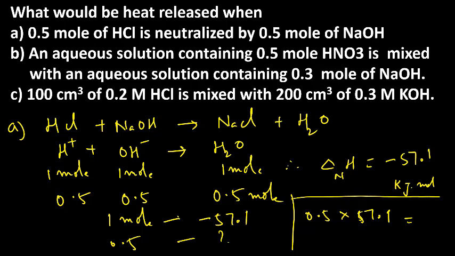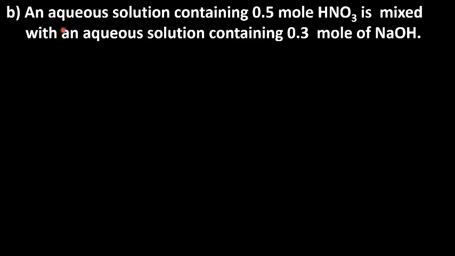So here the value is 28.51 kilojoule per mole. In the previous problem, the second sub question is: an aqueous solution containing 0.5 mole of nitric acid is mixed with an aqueous solution containing 0.3 mole of NaOH. Then what is the amount of heat liberated?